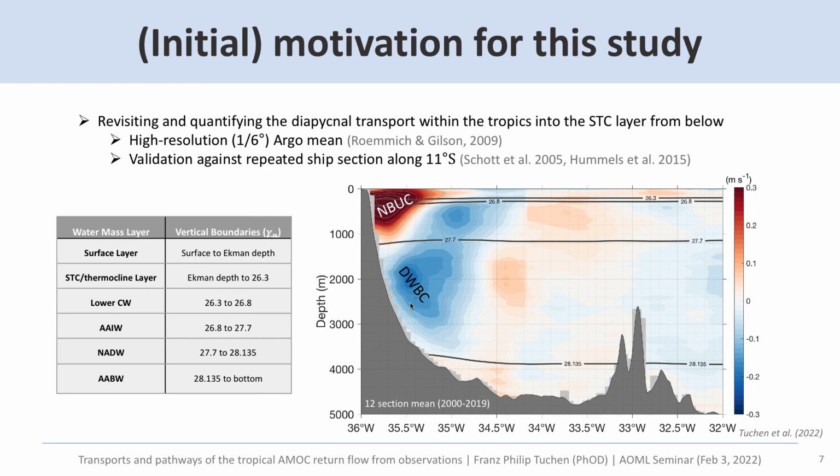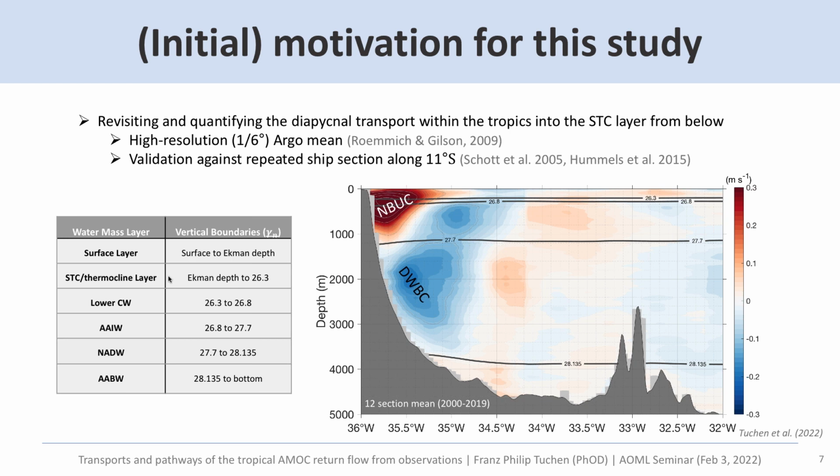You can already see that we divided this section into different water mass layers, the definitions of which are shown here. We are basically following definitions from these two papers by Schott and Hummels, which were also using the same kind of data or an earlier version of this mean data. The only thing we changed was we divided the surface layer and this thermocline layer into these layers that we have defined before for our STC estimates.